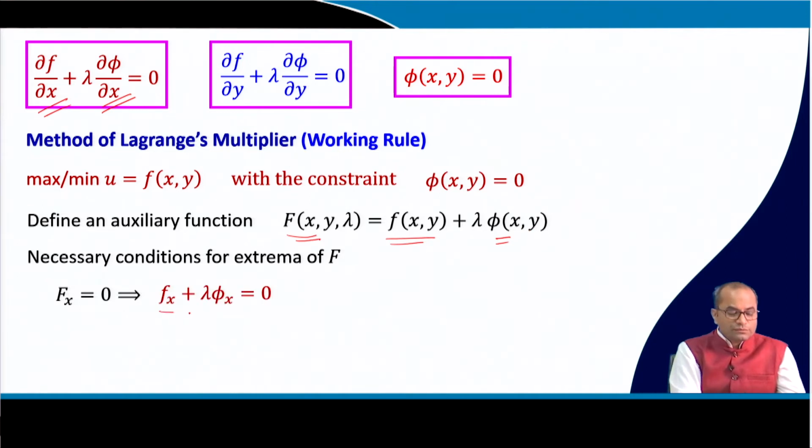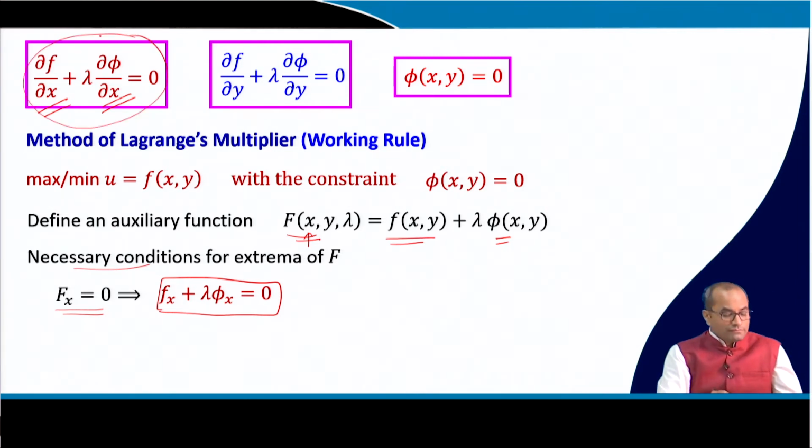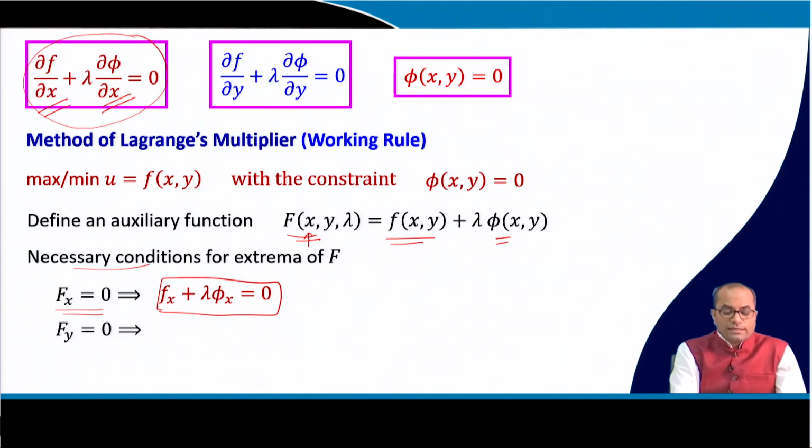That is the first equation we get out of this auxiliary function which we want to now maximize or minimize. As a necessary condition, the partial derivative with respect to the first variable must be 0, and then we get this first equation which we derived just before. Similarly, if we set F y equal to 0, we will get f y plus lambda phi y, which is equal to 0.